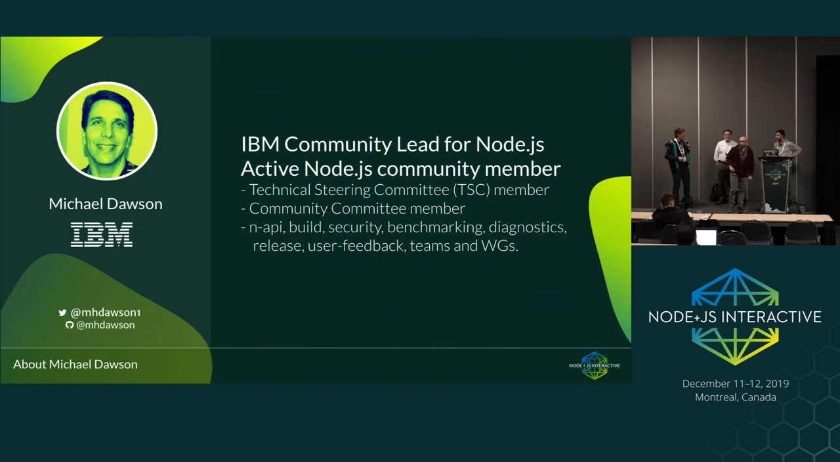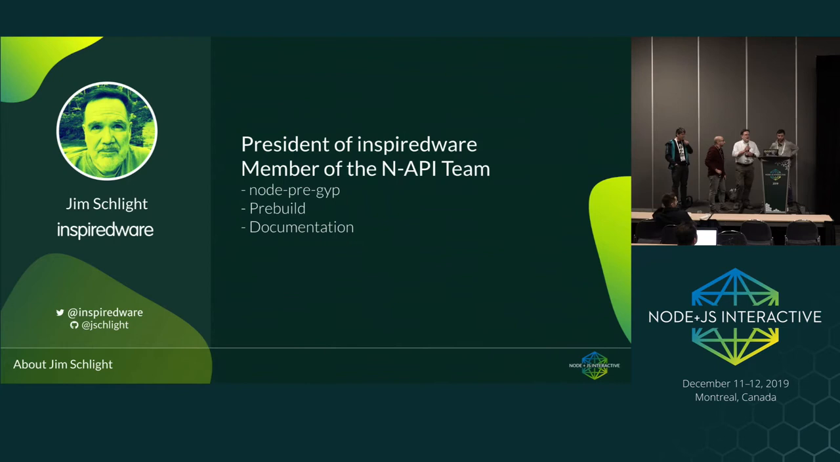And I'm Jim Schlight. I'm the head of Inspiredware, a small consultancy in Ashland, Oregon. We've been in the web space since 2003, web exclusive. And early on, we were implementing in C and C++ and have since moved to Node. And therefore, N-API is of interest to us as a bridge between our legacy code and Node. My participation is primarily on the build tools and documentation as part of the N-API team.